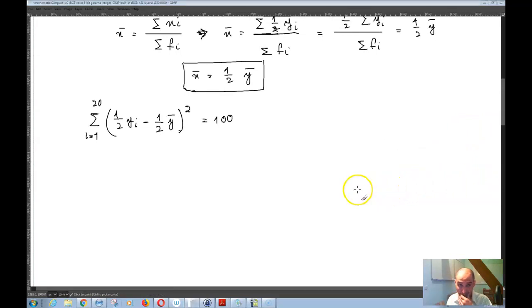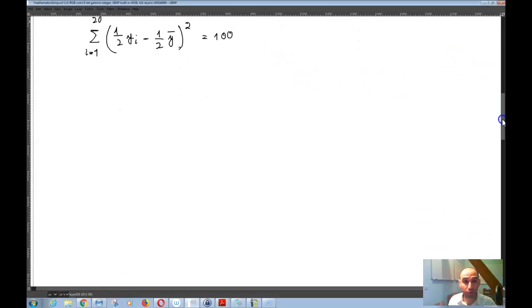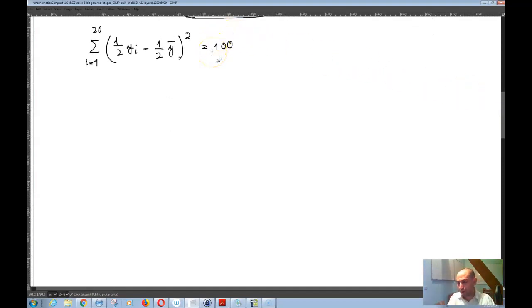That means that sigma of y of I minus y bar whole squared is equal to 400. Okay, so now we need to simplify this. Now we have actually gotten to the right equation, which I was very excited for. And now we need to simplify it. But before I simplify this, let me see how they have solved this problem.